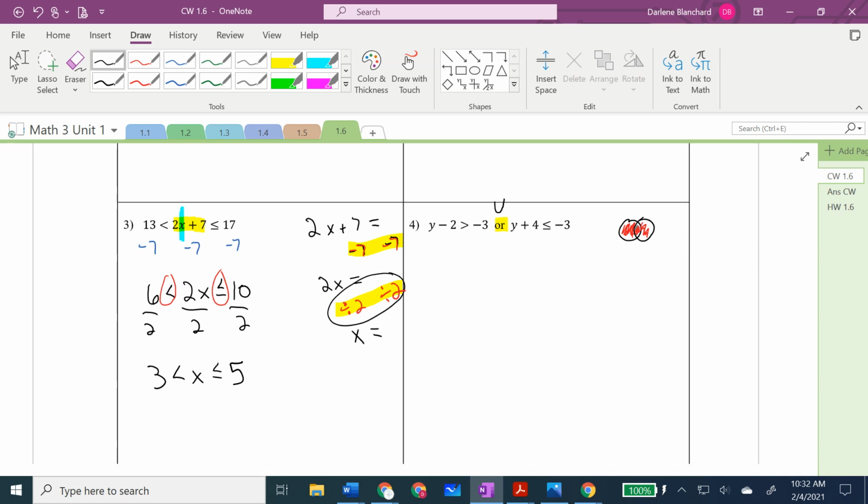So now you have two inequalities to solve. For this one, I need to add 2 to both sides. For the second one, I need to subtract 4 from both sides. And again, subtracting doesn't change the sign around. It's multiplication and division by a negative.